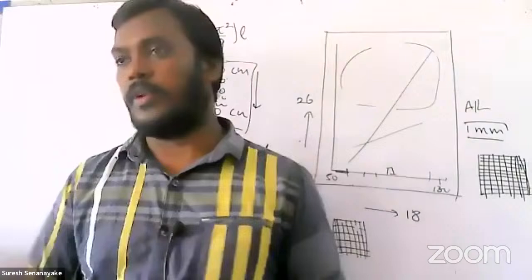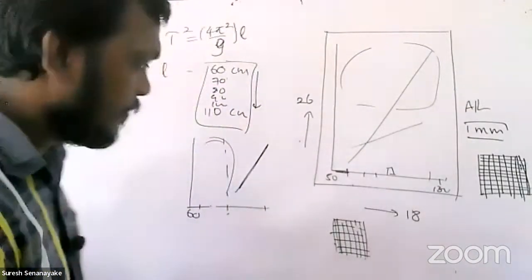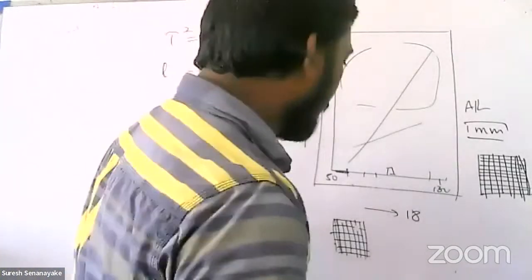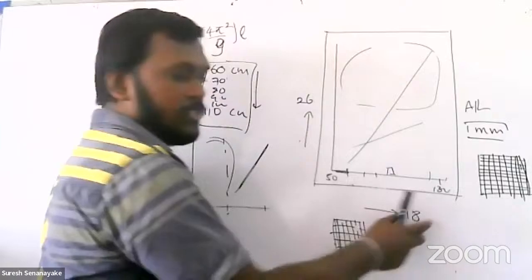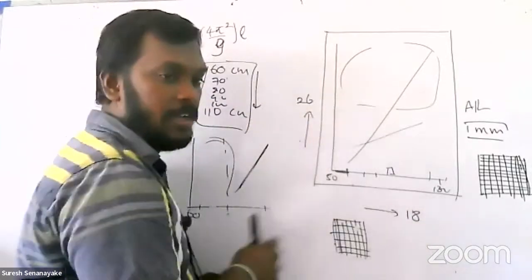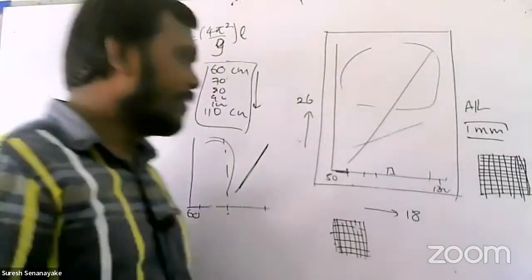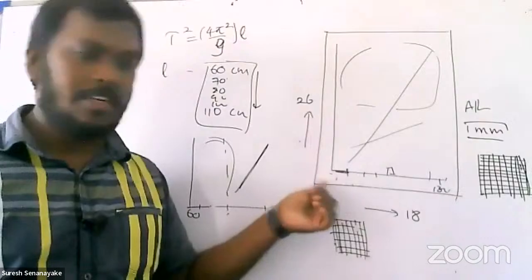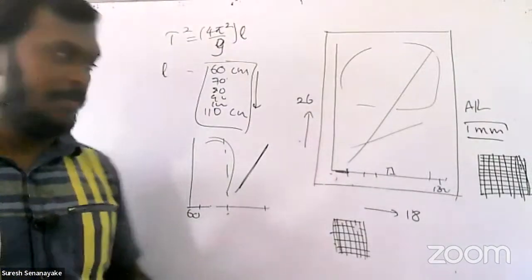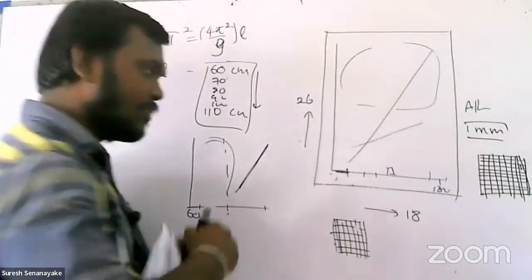Very accurate. Clear? So this choice of a scale: I've told you that normally on the graph paper, this side there are 18 squares and this side there are 26 squares. In A level, not like in O level, we don't need to start the graph from zero always.